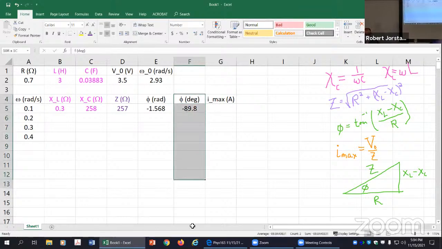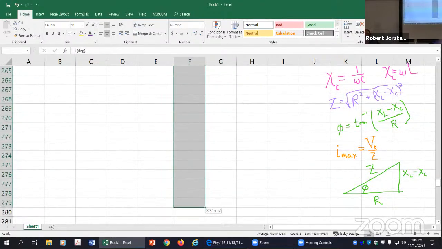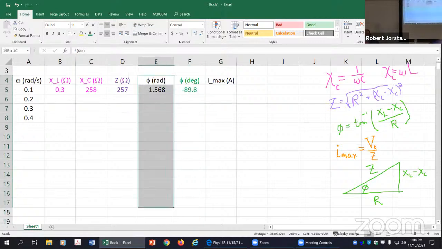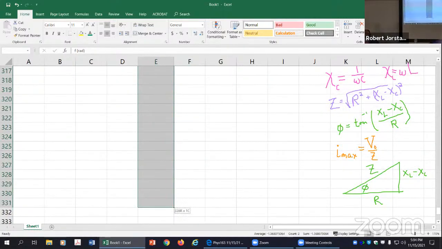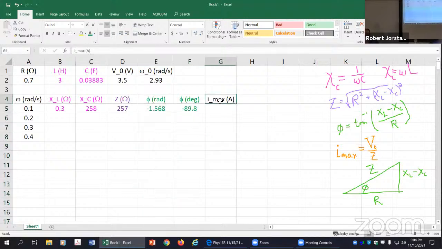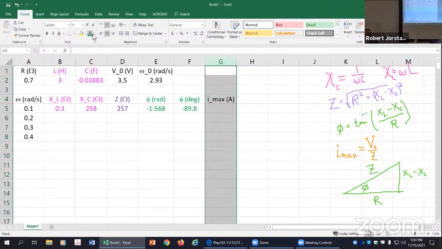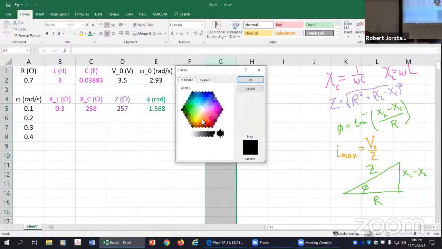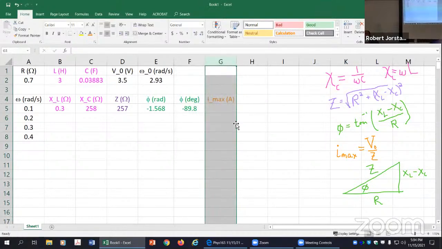Now I'm going to make this one green just so it stands out here. Maybe I'll do the same with this one. All right, so our phase angles are in green. And now I max, I chose this orange color for some stupid reason. Let's make that some stupid orange color. All right.